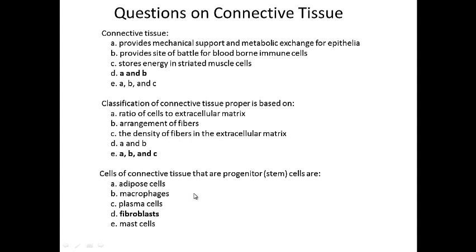Cells of connective tissue that are progenitor or stem cells: adipose cells? No. Macrophage? No. Plasma cells? No. Mast cells? No. All those are end cells. The only one that can be a progenitor are the fibroblasts, especially the mesenchymal cells or fibroblast-like cells.